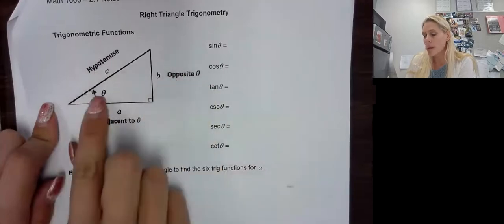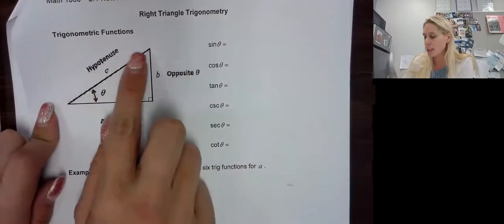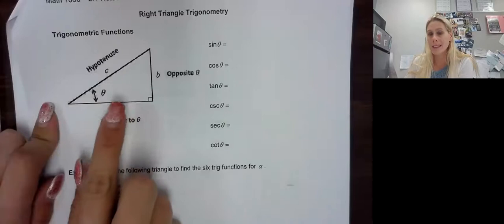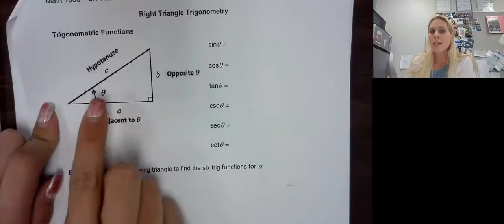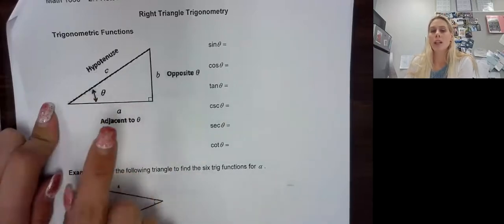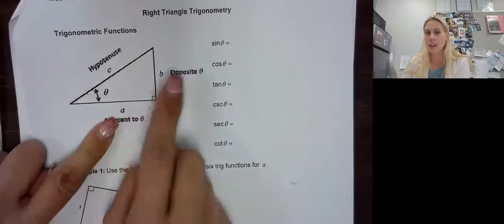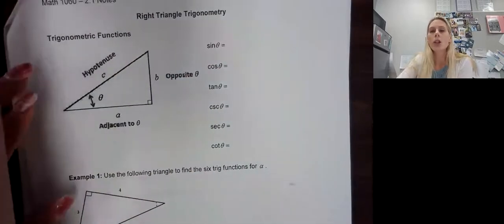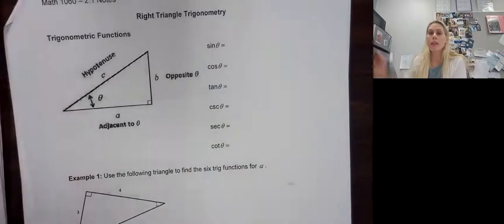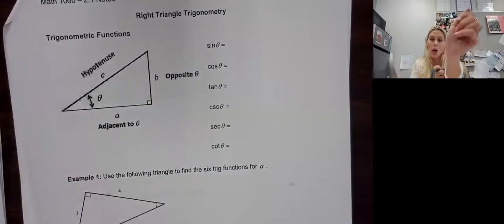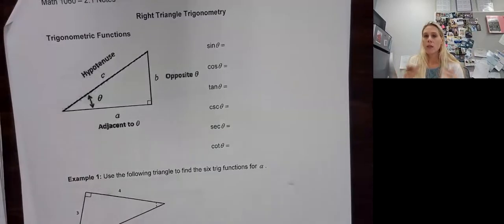Opposite side will always be across from theta. So of course, if theta was up here, the opposite side would be here. And then of course, right next to is what adjacent is. Again, if theta was up here, these two would switch, okay? Now, it's good that when we're doing trig, we want to label our sides so we know we can put the ratios in the right spot.